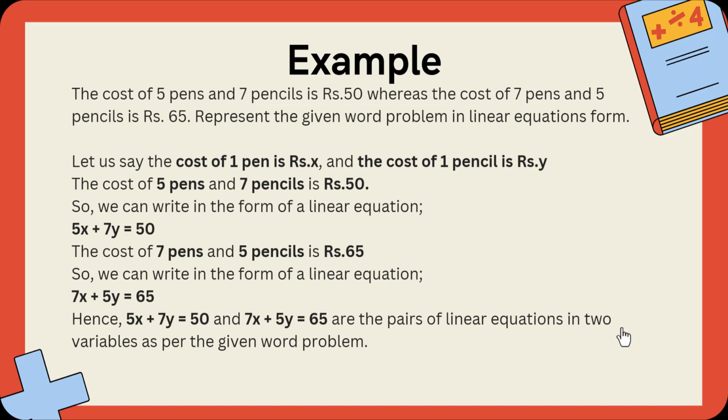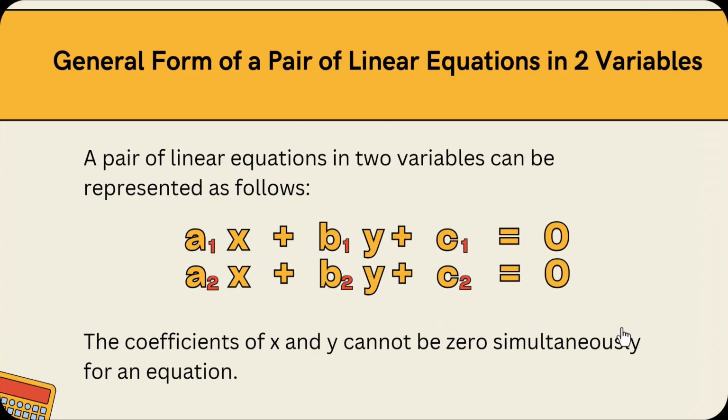So 5x + 7y = 50 and 7x + 5y = 65. These are the pair of linear equations in 2 variables. Now you have read the word problem. What can we say? We have a pair here. This is called a pair of linear equations in 2 variables. What is a pair of linear equations in 2 variables? It can be represented like this. It is just 2 sets of linear equations in 2 variables.